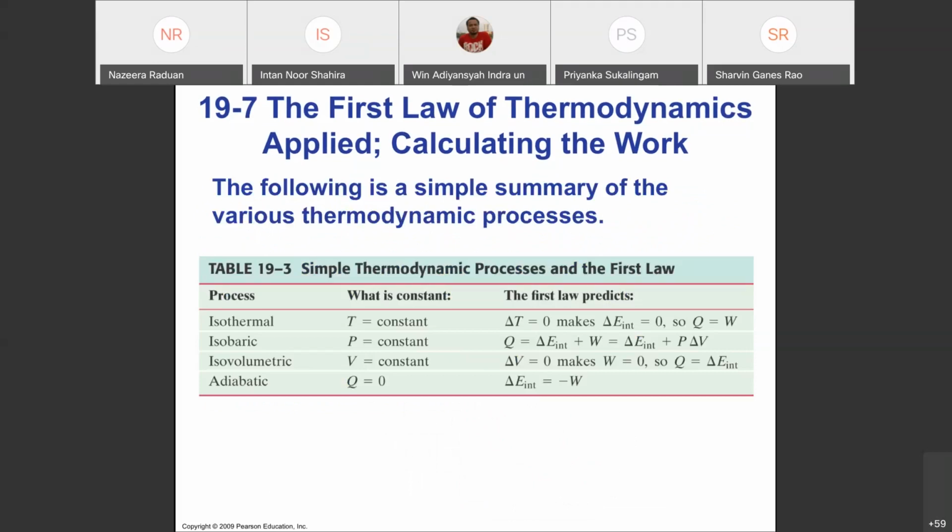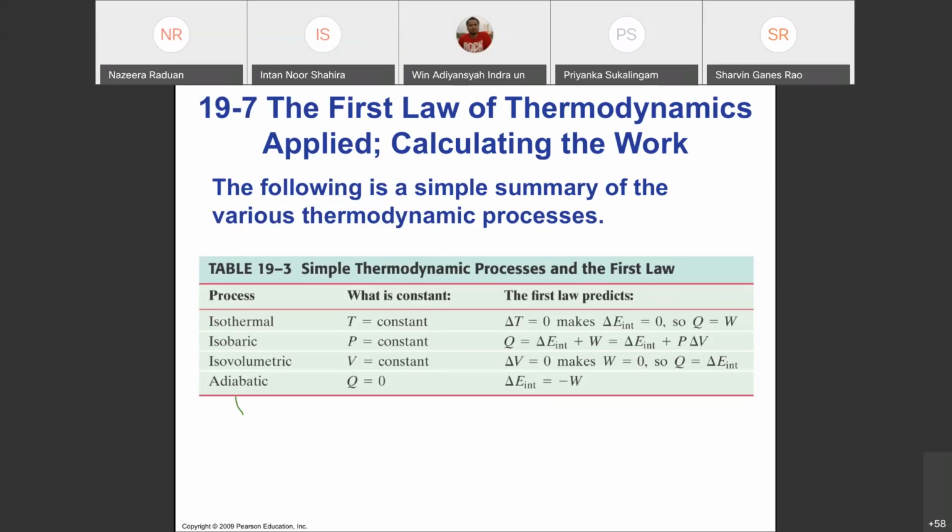Okay, this is the table: isothermal, isobaric, isovolumetric, adiabatic. Q equal to zero means no heat. Isothermal, T is constant; isobaric, P is constant; isovolumetric, V is constant. So the first law is this one. This is the first law of thermodynamics. So for example, adiabatic just now, let me explain here.